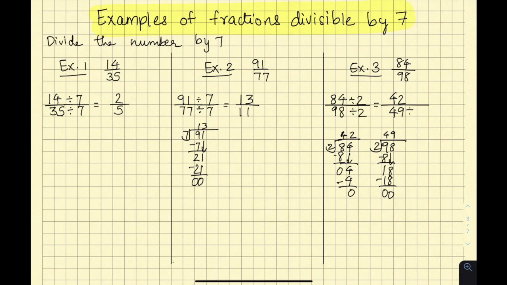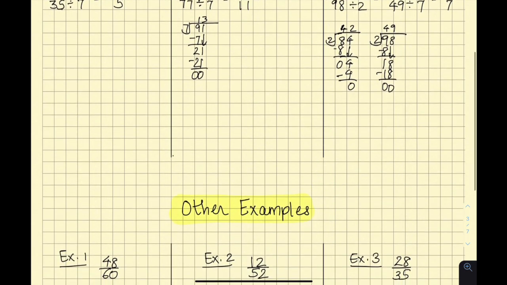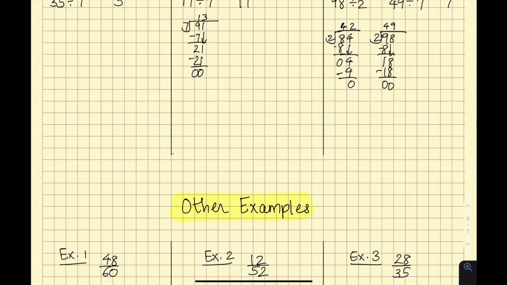Now 49, if you see, you can easily divide it by 7. 7 sevens gives 49. And if you know table of 7, you will see that in table of 7 you also get 42. So 42 divided by 7 is 6 and 49 divided by 7 is 7. Now 6 and 7 cannot be reduced further. They both do not go in any other same table. Hence 6 over 7 is the simplest form of the fraction 84 over 98. Now let us see some other examples.